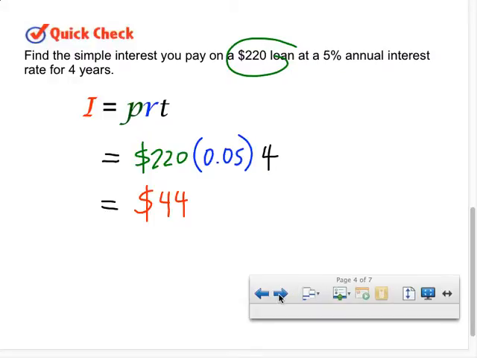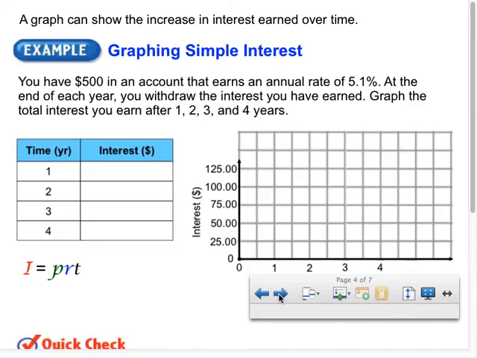Now, I want you to understand how we go about graphing simple interest. Okay, so this ties in with what we did before. A graph can show the increase in interest earned over time. You have $500 in an account that earns an annual rate of 5 1/10%. At the end of each year, you withdraw the interest you have earned. Graph the total interest you earn after 1, 2, 3, and 4 years.